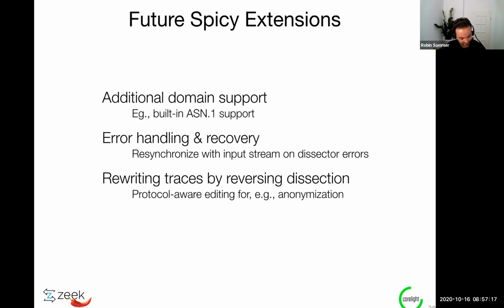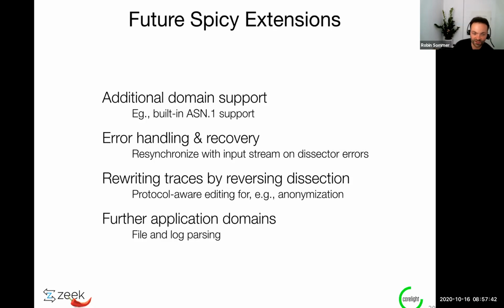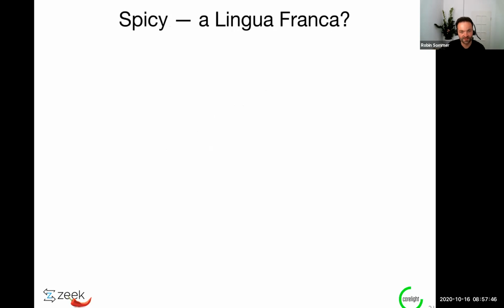There's a pretty cool thing we had in an earlier prototype: we could also reverse the whole process, so instead of dissecting, we assemble new PCAP traces out of Spicy. If you combine the two, that gives us the capability for protocol-aware editing, like anonymization. We can first use Spicy to dissect, change the value of a field, and then assemble again. Further applications are in the domains of file and log parsing. Actually, file parsing is something we're already doing on the Zeek side.